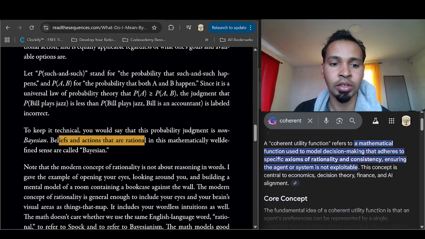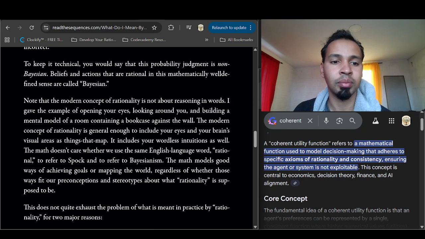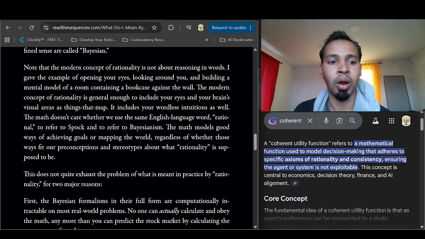Okay, beliefs and actions that are rational in this mathematically well-defined sense are called Bayesian. Note that the modern concept of rationality is not about reasoning in words. I gave the example of opening your eyes, looking around, and building a mental model of a room containing a bookcase against the wall. The modern concept of rationality is generally enough to include your eyes and your brain's visual areas as things that map. It includes your wordless intuition as well.